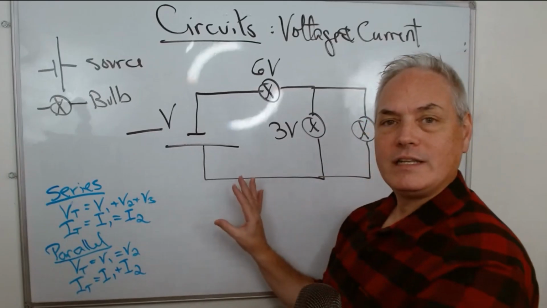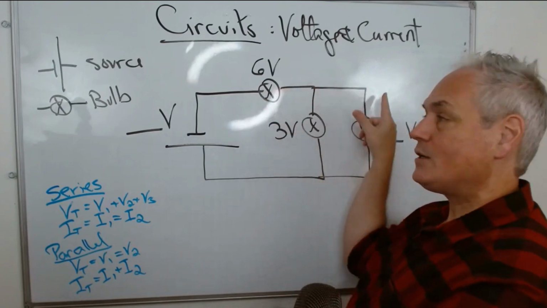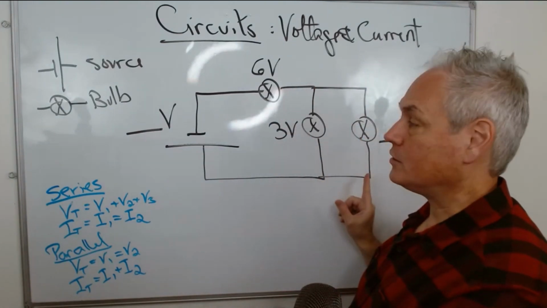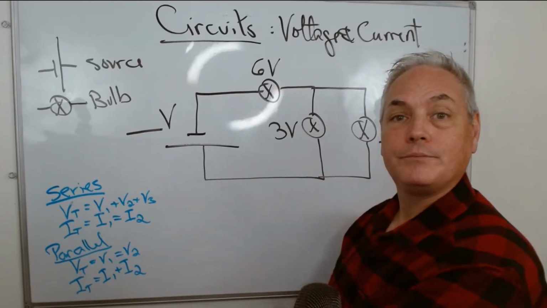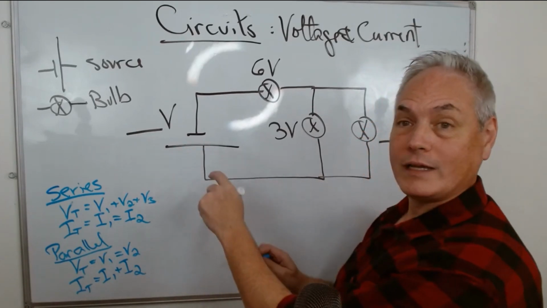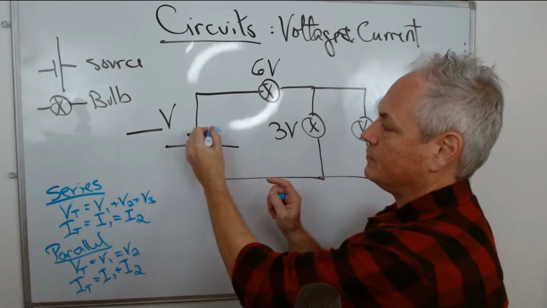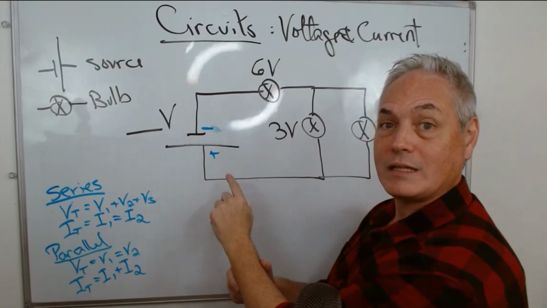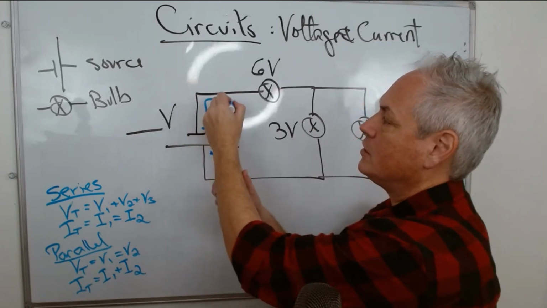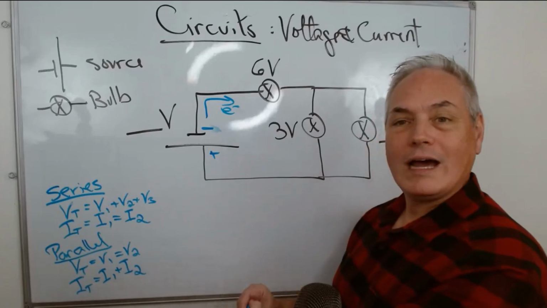Okay, so here's an example. We have a source, we have a bulb right here. Here we have a parallel section in our circuit, and then we go back to our source. If you look at the symbol, this tiny line here is a negative sign, and here we have the positive sign. So that means that the flow of electrons will be going this way.